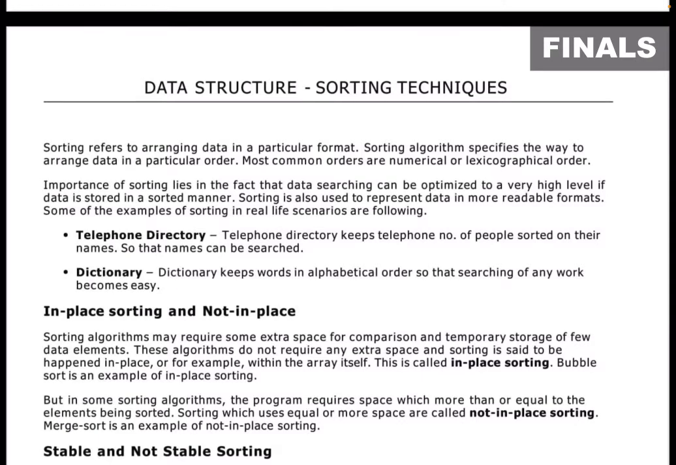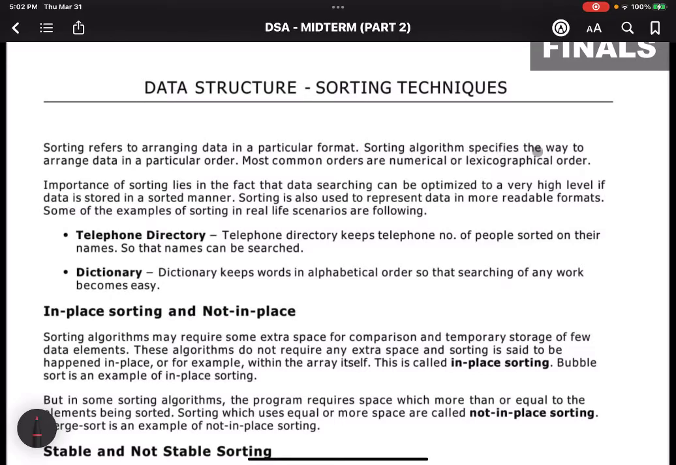Sorting refers to arranging data in a particular format. Sorting algorithm specifies the way to arrange data in a particular order. Most common orders are numerical or lexicographical order. Importance of sorting lies in the fact that many data searching can be optimized to a very high level if data is stored in a sorted manner.